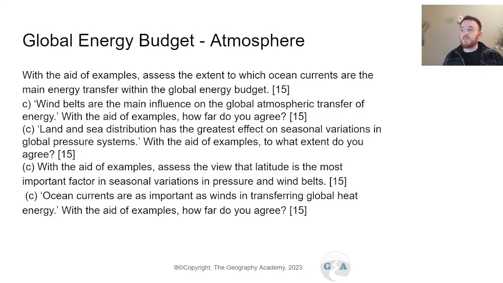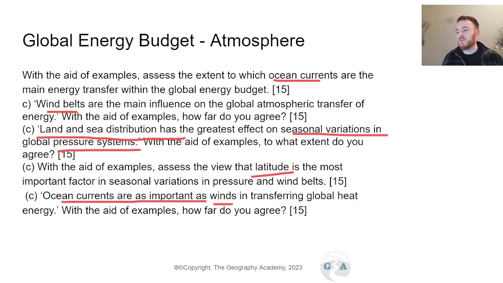Okay, with the global energy budget, we look at this. This is another one which is very popular. So you're going to talk about the global budget and look at energy transfer. Now this one has a mix of things to encourage you maybe to find the different paragraphs that could come up. For example, we've got ocean currents as the main theme of the question. We have wind belts as the main influence, land and sea distribution, seasonal variations of global wind pressures, and we also look at things like latitude and again back to ocean currents and winds.